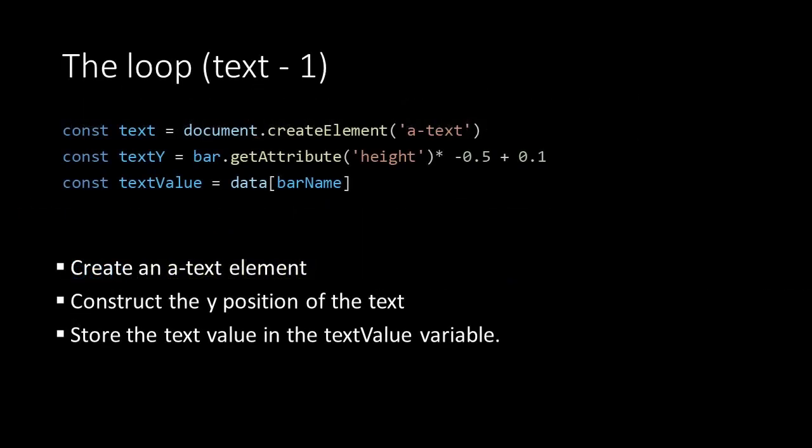Then the text. The approach is similar to what we did with the bar, so we have this text variable in which we store a new element of type a-text. For some parts of the attributes, we need to do a little bit of construction, especially for the y position. The text value is simply taken from our data object. But let's first take a closer look at the y position.